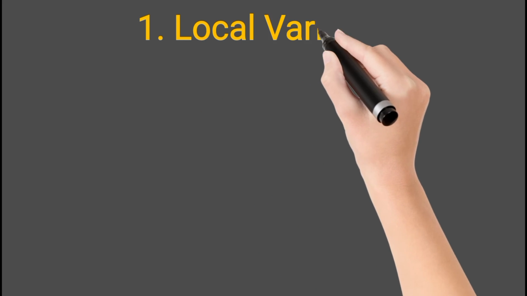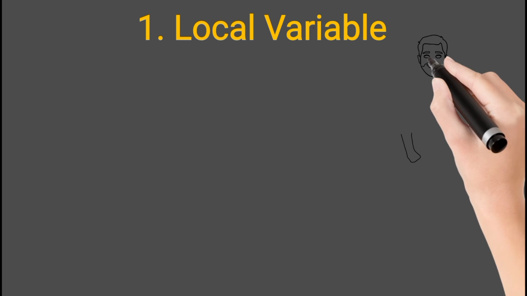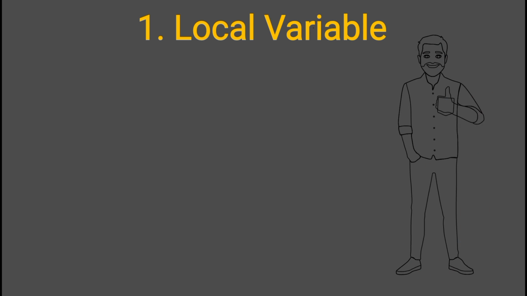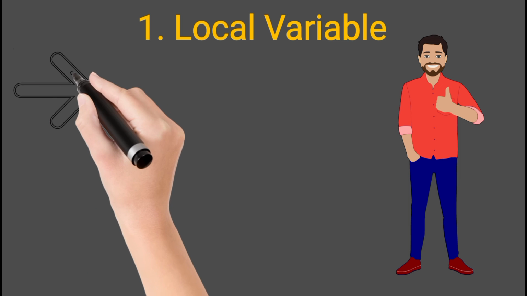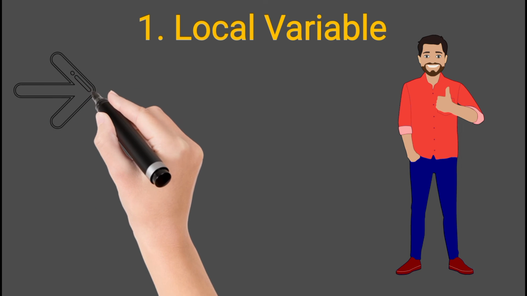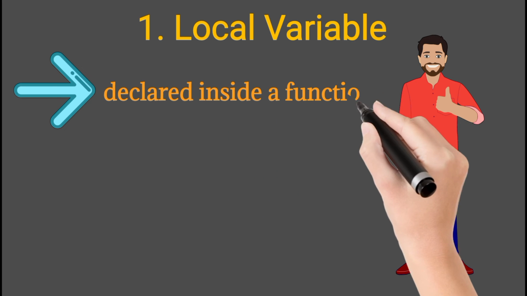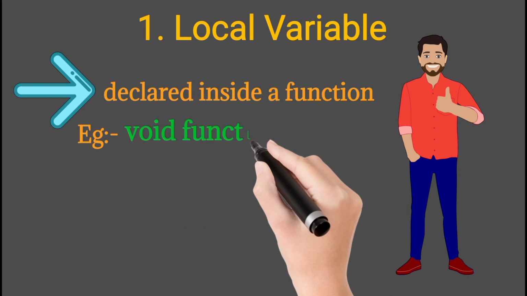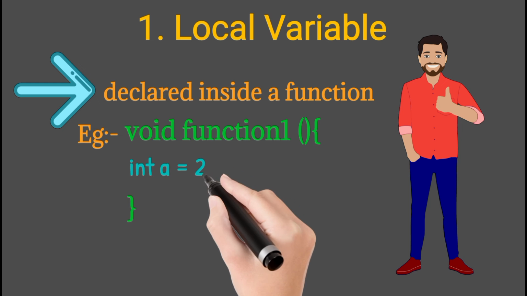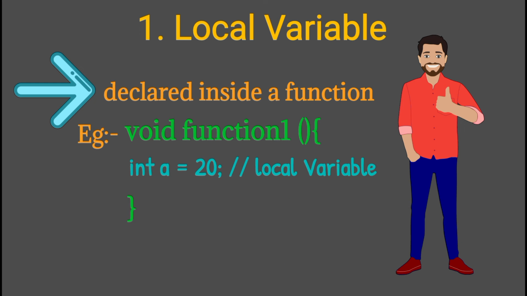Number 1. Local variable. It is such type of variable which is declared inside a function or a block of codes. The scope of local variable is confined to that particular function only in which it is declared, which means you can't use this variable from outside the function. Let's take a look at the syntax of the local variable.